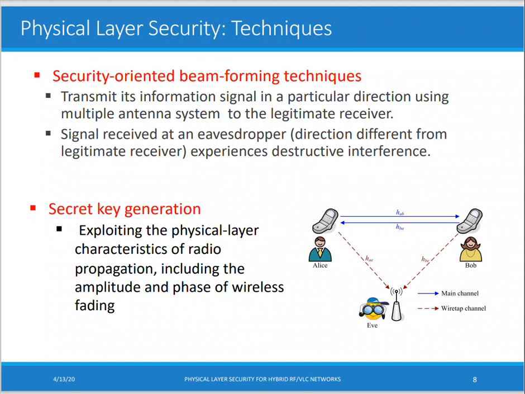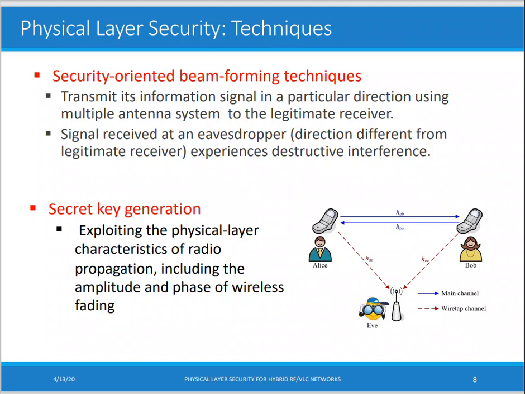So we transmit its information signal in a particular direction using multiple antenna system to the legitimate receiver. We can utilize this beam formation by utilizing multiple antenna systems. And a signal received at an eavesdropper direction different from a legitimate receiver experiences destructive interference.